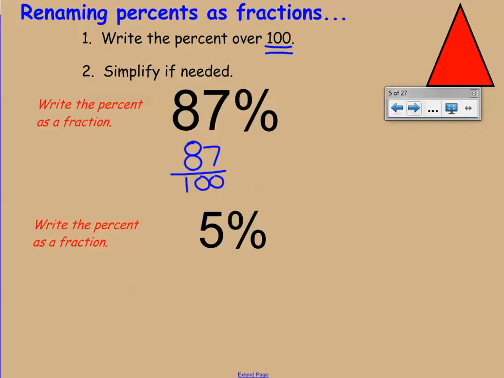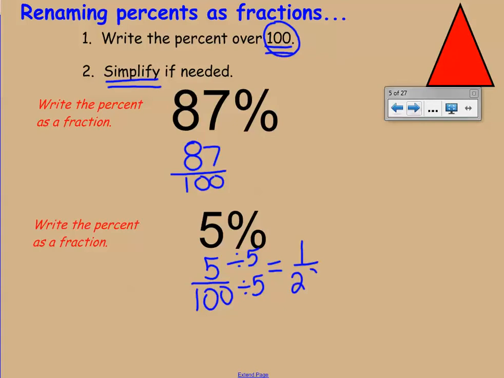All right, well let's try now 5%. Again, I'm always going to take my percent and write it over 100. So I literally would take my numerator of 5 and write that over the number 100. Now this time I can simplify. What can go into both 5 and 100? Well, I know 5 can go into both of those numbers. So I divide top and bottom by 5 to get a final answer of 1/20th. So 5% is the same thing as 1 out of 20. You need to simplify down your fractions. So that's naming percents as fractions.